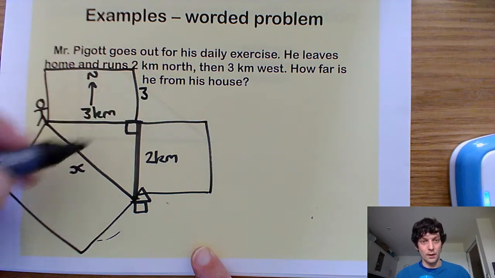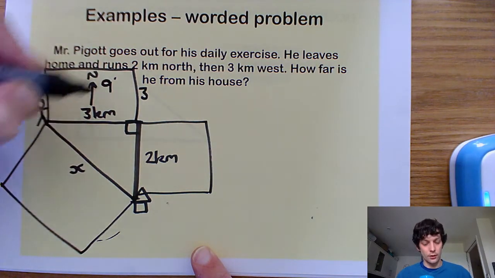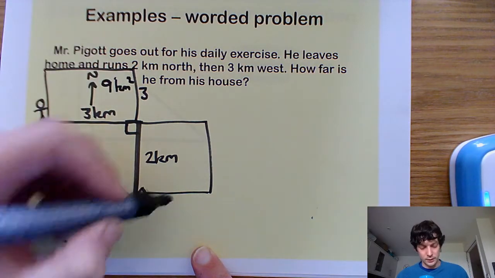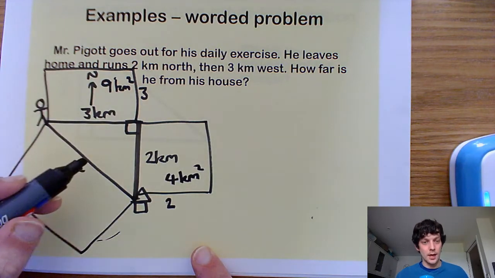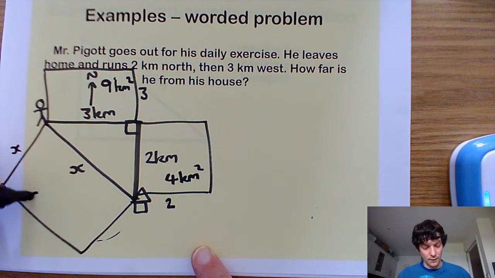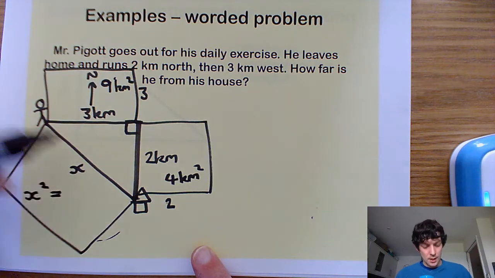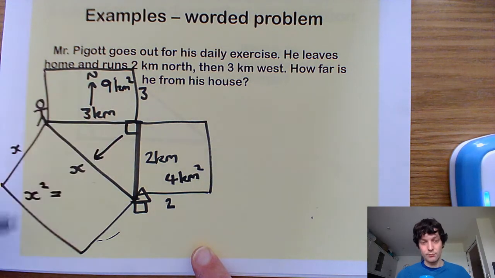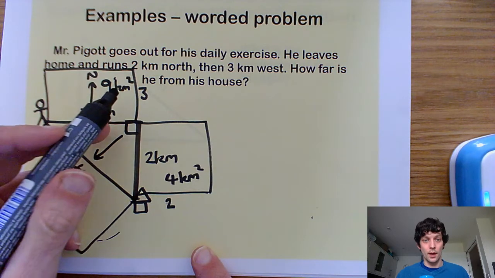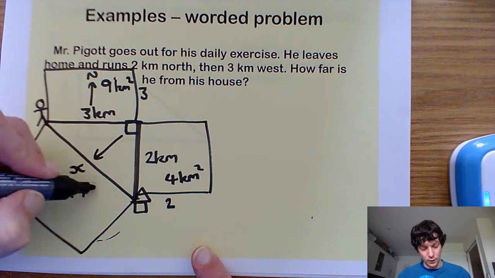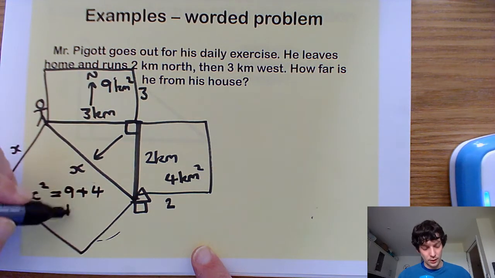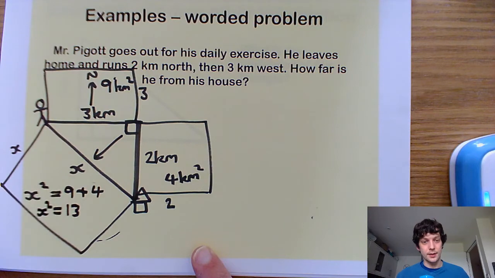So this is 3 by 3, so that's 9, an area of 9 kilometers squared. This is 2 by 2, so that's an area of 4 kilometers squared. And x by x, so that's an area of x squared. Well, what's that equal to? Am I adding or am I subtracting? This is the longest side because it's opposite the right angle. So I'm adding my other 2 areas, so 9 plus 4, the sum of those 2 areas gives me this area. So this area, x squared, is 13.